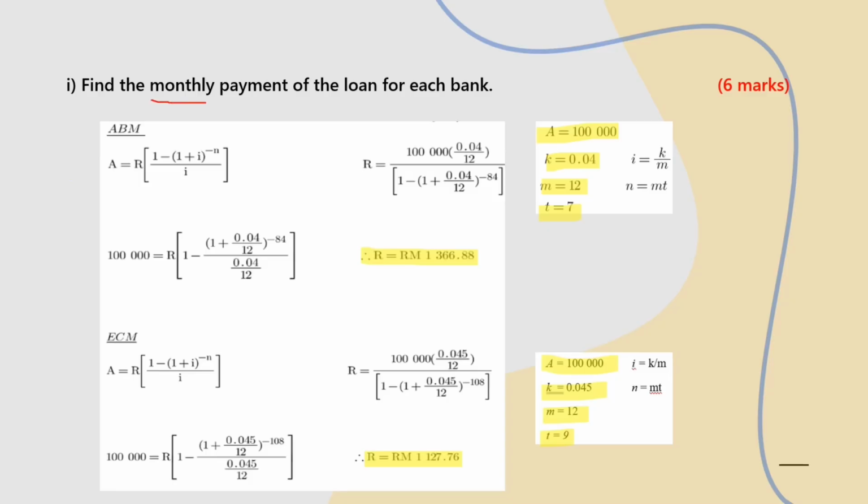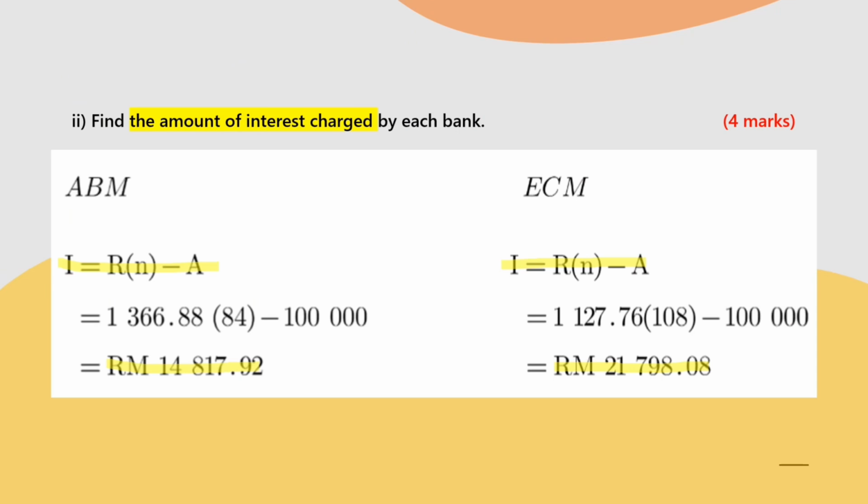Next, we need to find monthly payment of the loan for each bank. We'll use A formula as written to find the answer. After we insert all the value from ABM Bank, we will get R equals to RM1,366.88. Then for ECM Bank, we use the same formula, and the final answer we will get is 1,127 ringgit 76 cents.